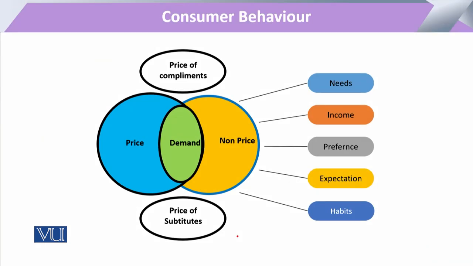Here we can see from that picture that there are various factors in the available scenario that determine the human consumer demand. We can see that there are many other factors that do not include the price. There can be the need, there can be the income and the preferences, the expectations and different habits of the consumer as well. And when we include all these, we say that this becomes the non-price factor of the consumer.